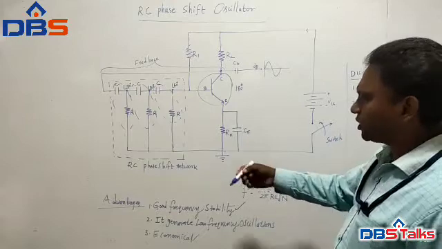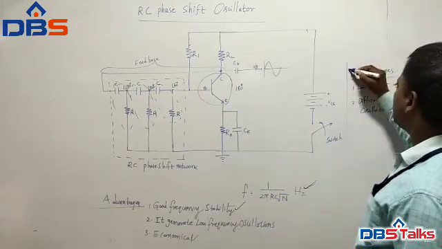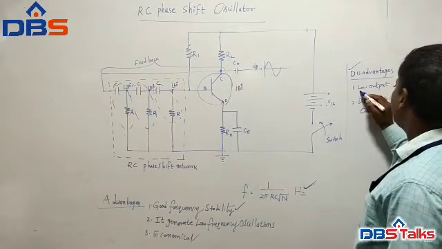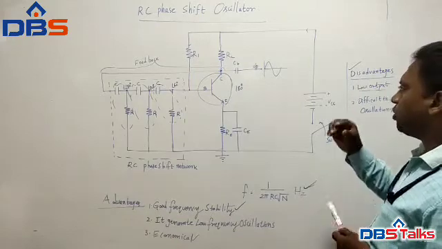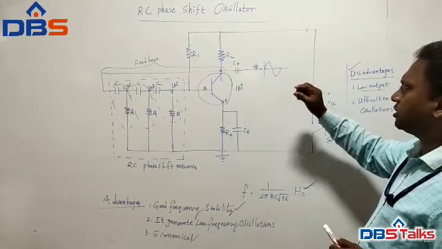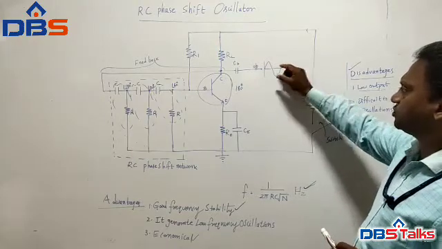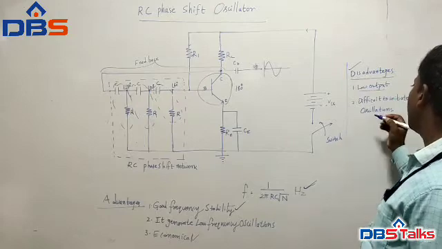In spite of these advantages, disadvantages are also there. The output of this RC phase shift oscillator is lower, which means the amplitude of the oscillations at the output of the RC phase shift oscillator has a lower value.